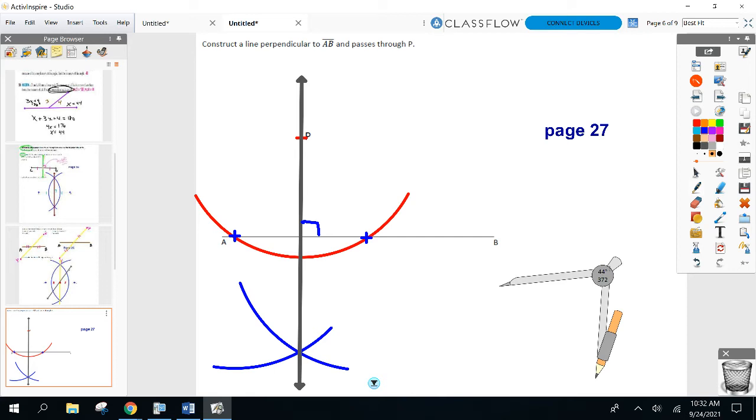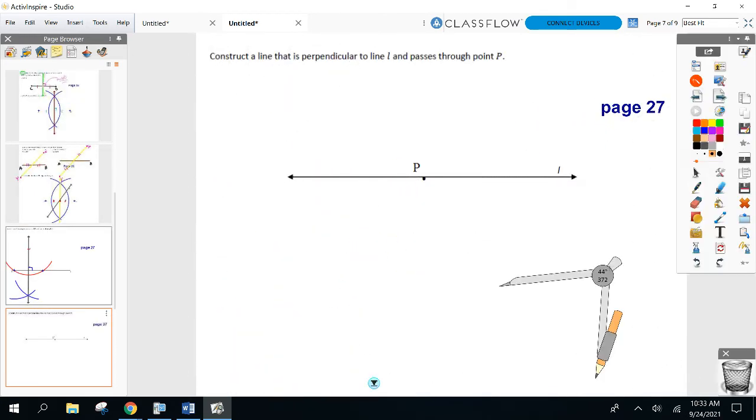See how P was not on the line? What if I put P on the line and ask you to do the same exact thing? What if I put it on the line now? Answer, Lisa? Nothing. Well, I don't want to draw in a straight line. I want to use my compass to do it, right? Same exact construction, the same one we just did to do a perpendicular line.